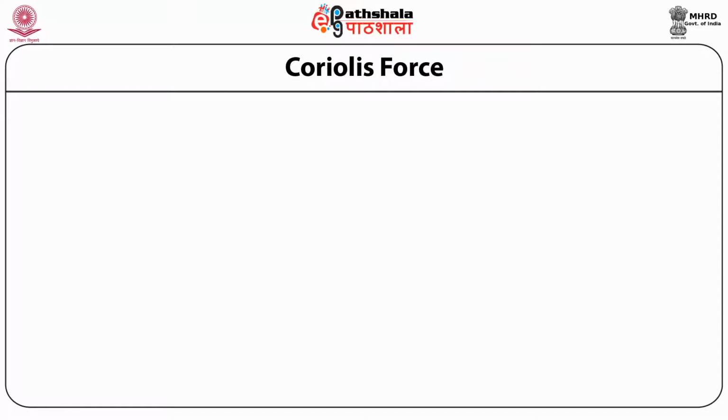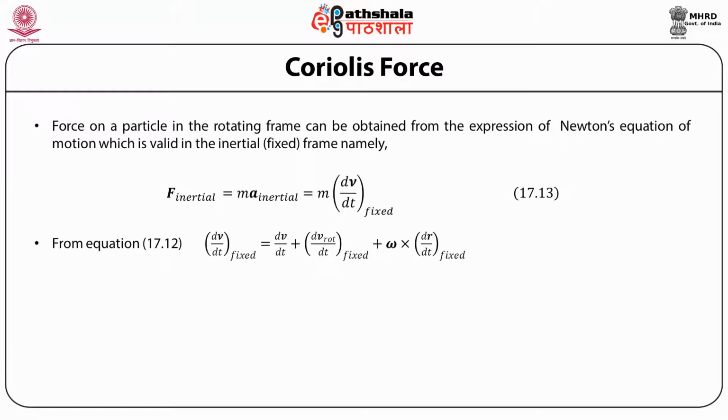We will now discuss the Coriolis force. Now, the force on a particle in the rotating frame can be obtained from the expression of Newton's equation of motion, which is valid in an inertial frame. Namely, Newton's law says that the force in the inertial frame is equal to mass times acceleration in the inertial frame, acceleration being the time derivative of velocity in the fixed frame.